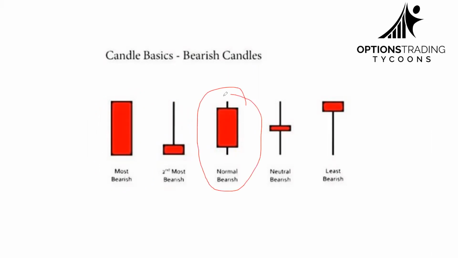We have the normal bearish. Looks just like this with a small wick on the top, a small wick on the bottom. We have a neutral bearish, and this really can go either way, but because this one's a red candle instead of a green, it's going to be a neutral bearish candle. These are dojis. And then we have the least bearish candlestick right here, where it opens up here. Sellers push the price all the way down, but buyers step in and it closes just below the open. That's going to be your least bearish candlestick.